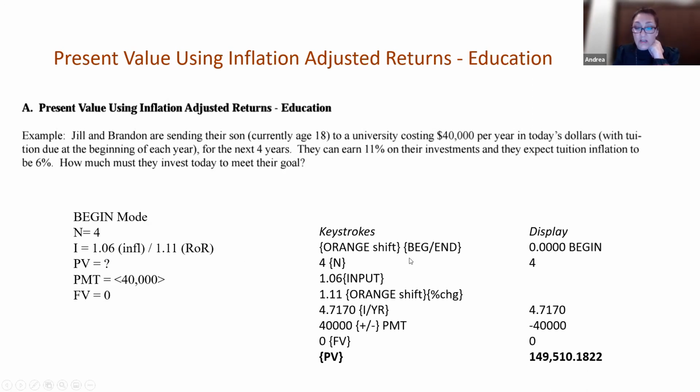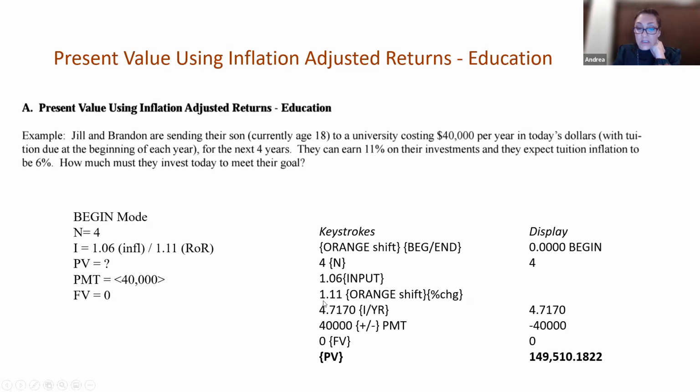So this is what it's going to look like on your display. You're hopefully going to already have set your calculator to begin mode. All right. You're going to do 4 N. Now in this case, I didn't put my orange shift button, but if you're getting used to doing that, you're going to do 4 shift N and your display is going to show 4 for 4 years. And now we need to use an inflation adjusted rate of return. So your steps are that you're going to do 1.06. You're going to hit that input button, which again is the first button on the second row on the left.